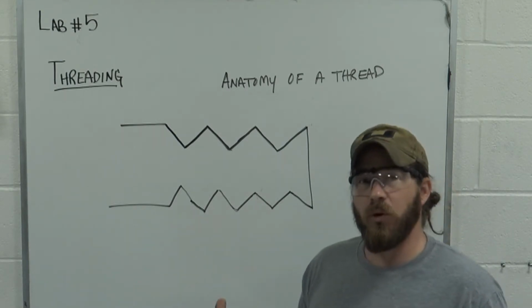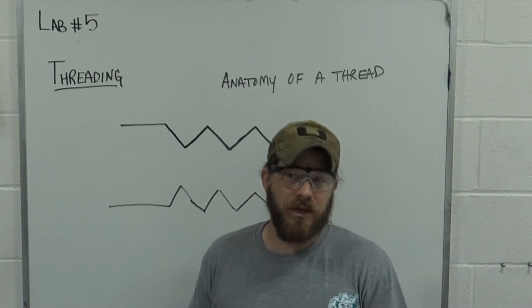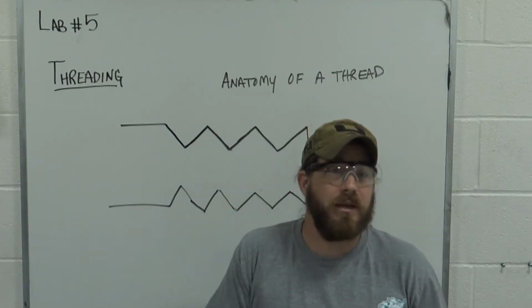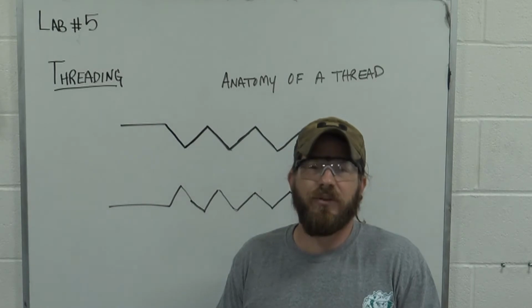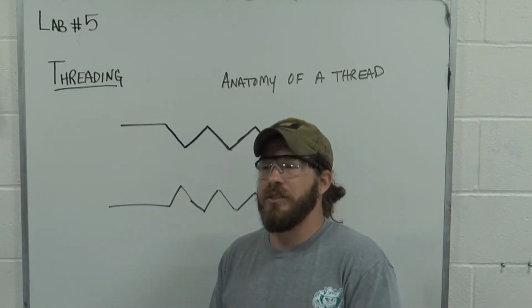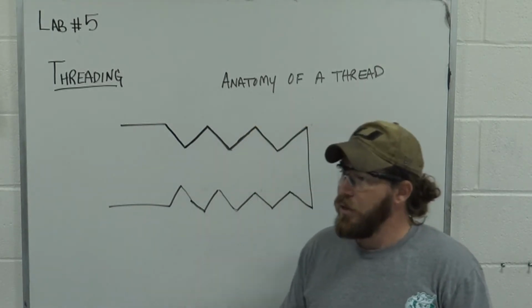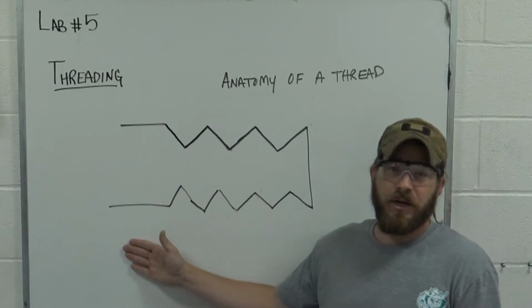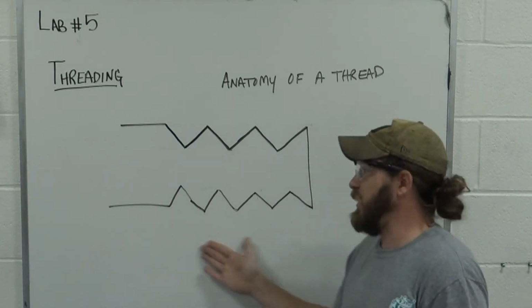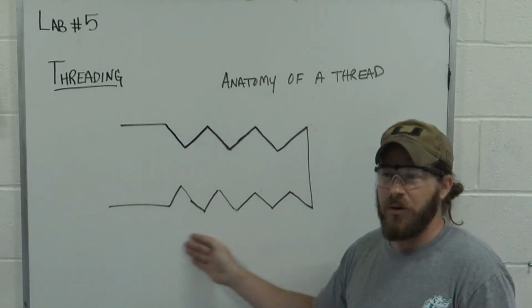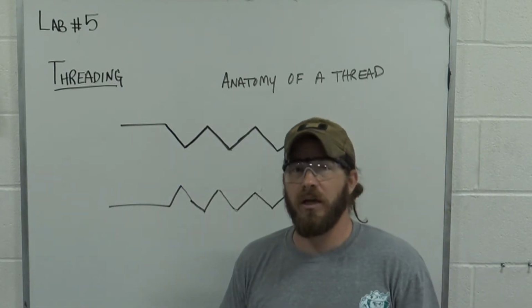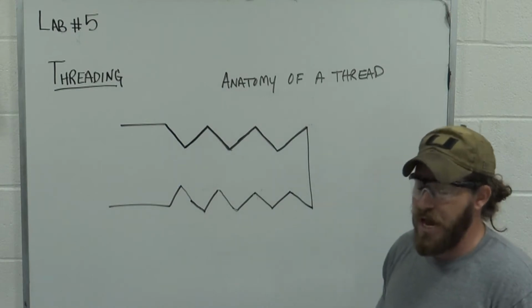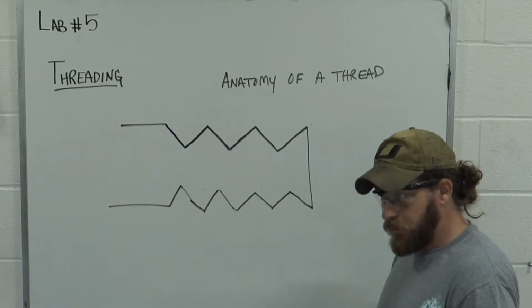Alright? But before we get to how to make threads on the lathe, we got to learn what is a thread. Because there's infinite combinations of threads. Right here I have just a generic drawing of a generic thread. And I don't care what it is. It's just the general shape, all right? So I want to identify the anatomy of this thread.